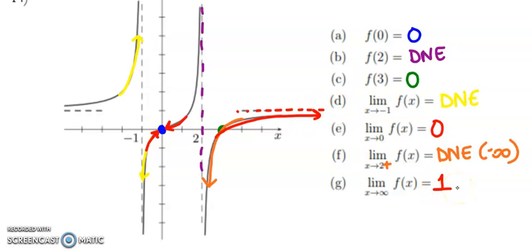Okay? So f of 0, f of 2, f of 3 is what's happening exactly at 0, 2, and 3. The limit as x approaches things is what's happening on either side as you approach or get closer to the number that's listed.